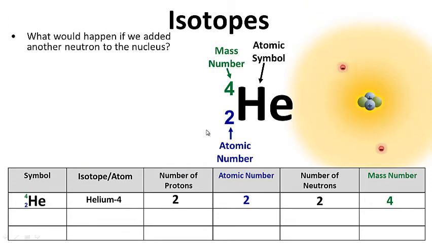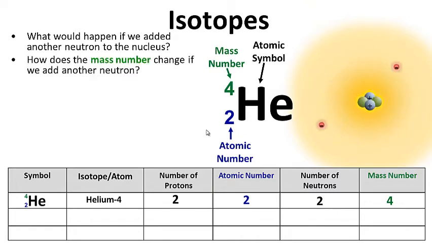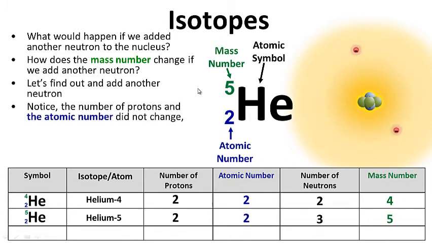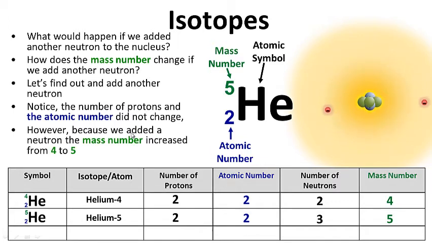But what would happen if we added another neutron to the nucleus? How does the mass number change if we add another neutron? Well, let's find out and add another neutron here. So notice the number of protons and the atomic number did not change. It still has the same amount of protons. However, because we added a neutron, the mass number here went from 4 to 5. And we call this isotope helium-5.